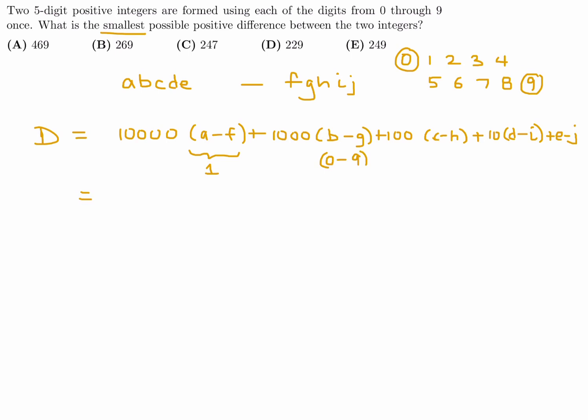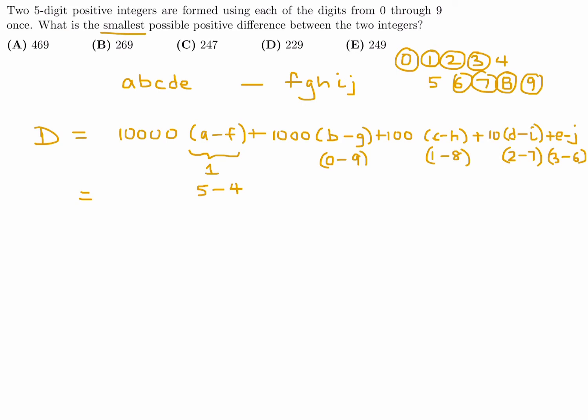Now let's turn our attention to c minus h. Again, I want to make it as negative as possible. Let's choose the biggest difference, 1 and 8. So 1 minus 8. Same philosophy on the next one, d minus i, 2 and 7. So 2 minus 7. And the last pair, 3 and 6. Therefore, the only numbers that are left are 4 and 5. So I put that here, 5 minus 4.